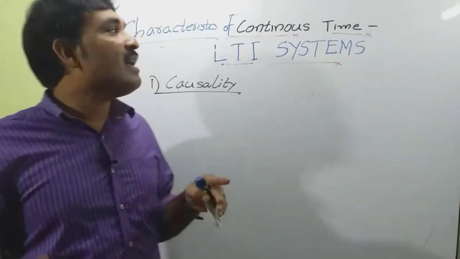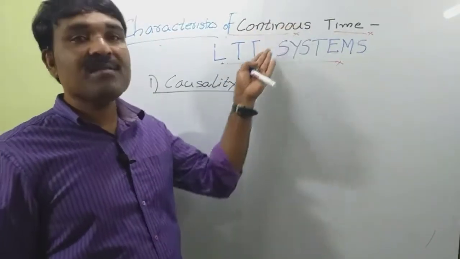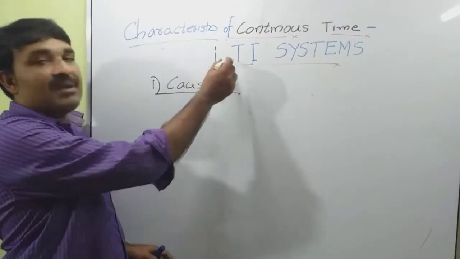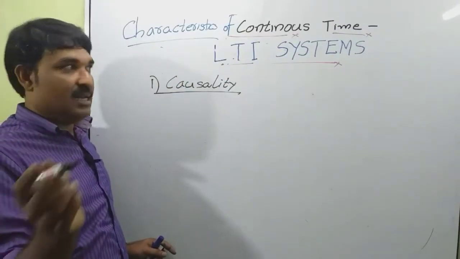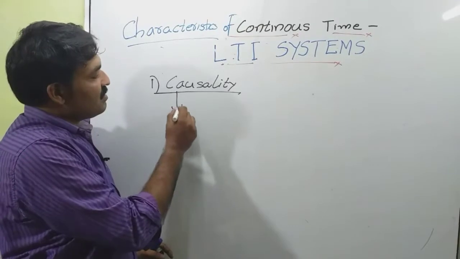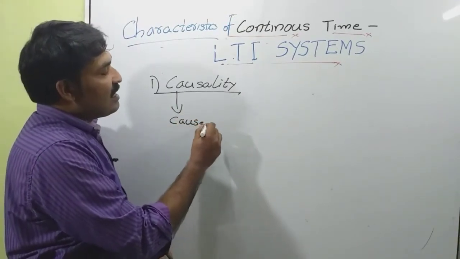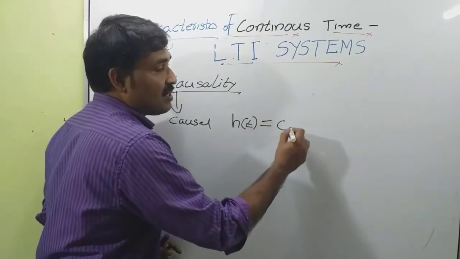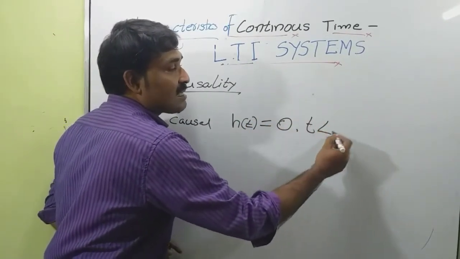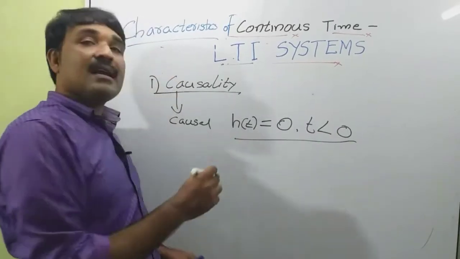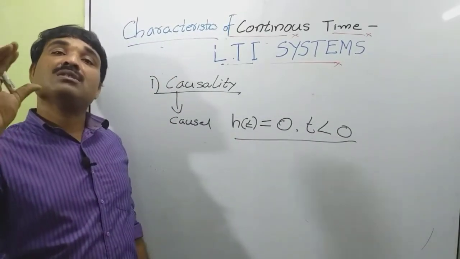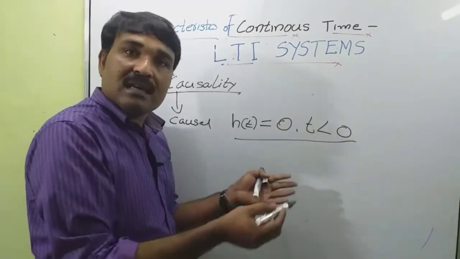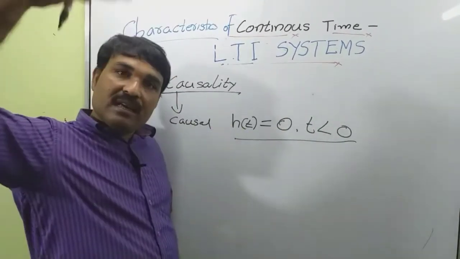Now we are going to relate the causality of a continuous time system in terms of impulse response. A linear time invariant system is said to be causal, that means if the system is causal, then the impulse response h(t) is equal to 0 for t less than 0. This is the relation between impulse response and causality of a linear time invariant system. h(t) equal to 0 for t less than 0 means h(t) exists only for t greater than 0.